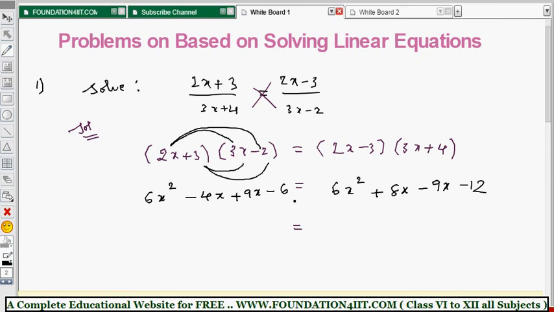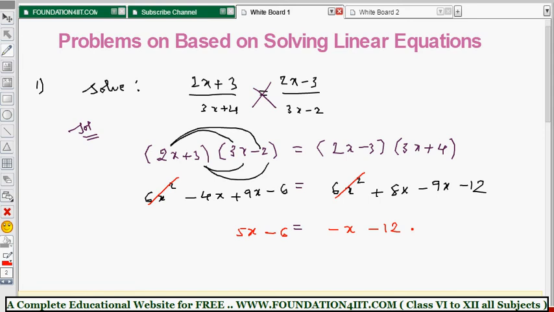Now, whenever there is an equal symbol in the middle and both sides have the same terms, we can cancel. So same values are there, you can cancel on either side. 6x square can be cancelled on both sides. LHS and RHS is the same, so we can cancel that and simplify the remaining terms. Because minus 4x here, and there is plus 8x, it is not the same sign. You should not cancel. Same sign on both sides only, we can cancel. Now minus 4x plus 9x is 5x minus 6. 8x minus 9x is minus x minus 12.